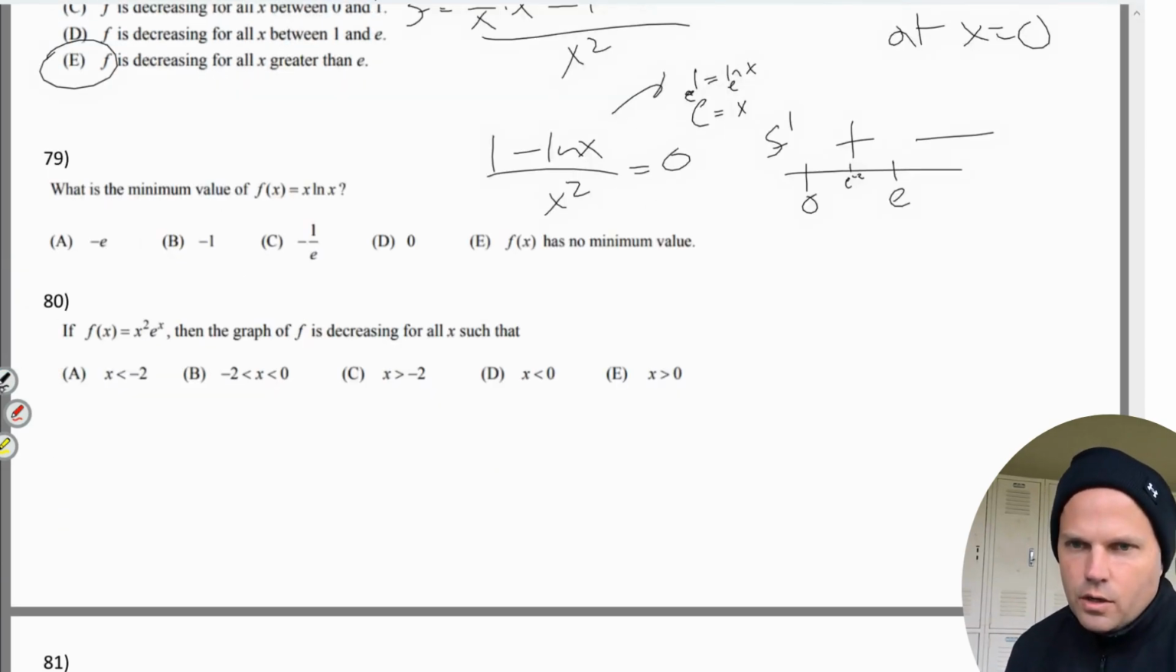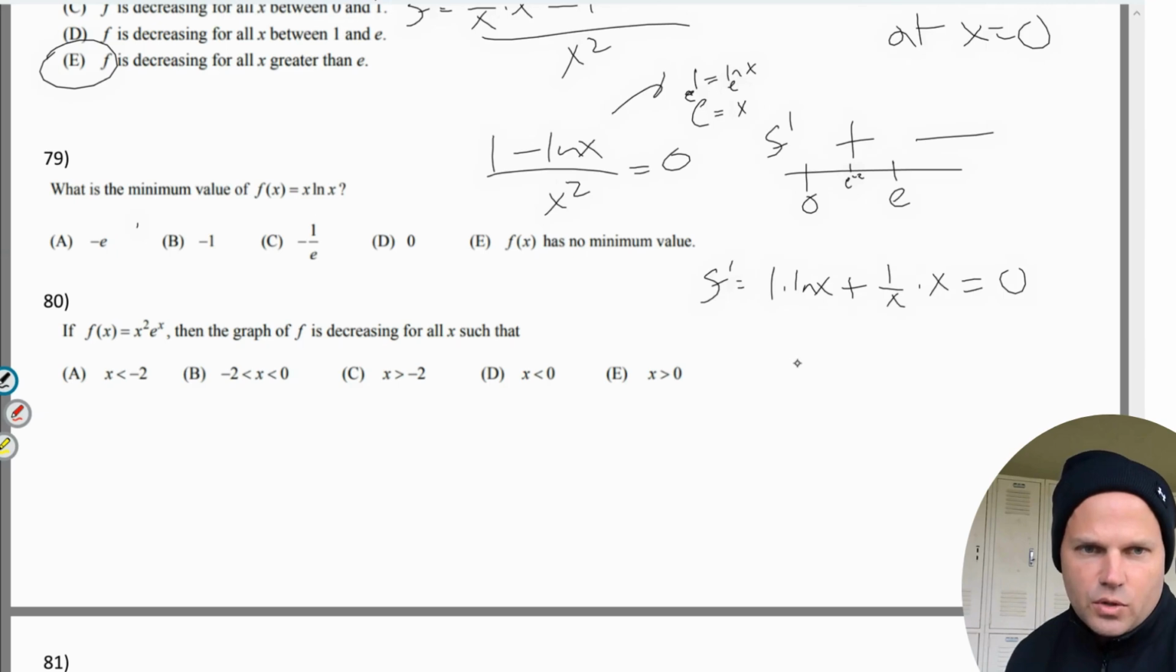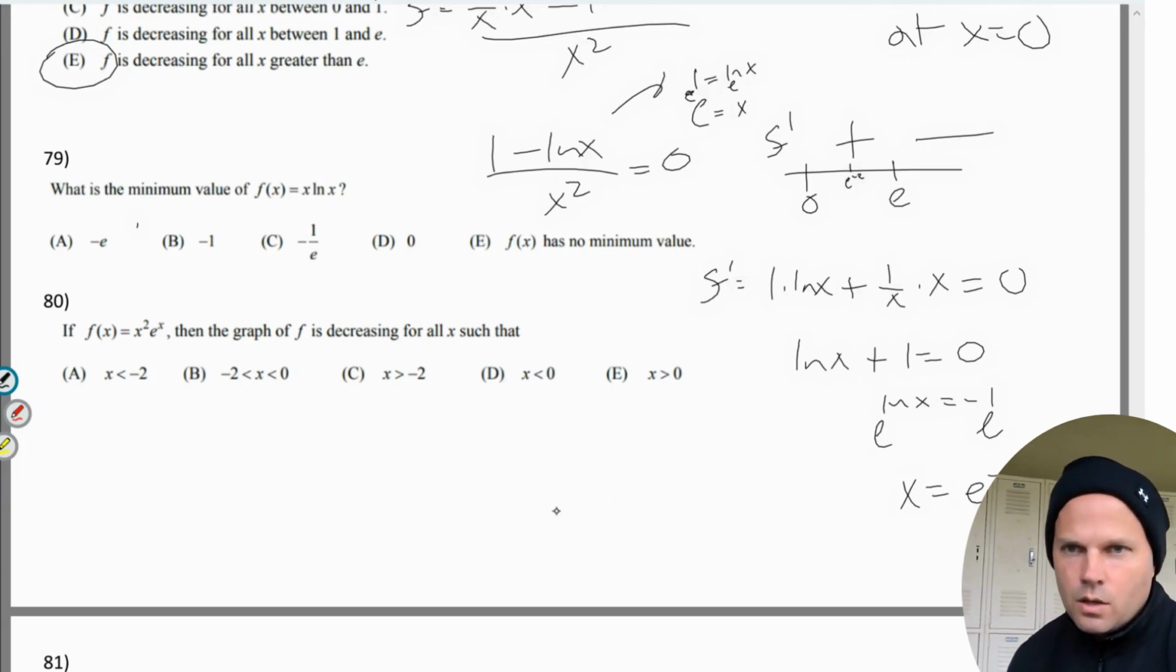Cool. Here's another function analysis. Good. I'm glad we got some function analysis ones. Slopes of the first times the second plus the slopes of the second times the first. When does this equal 0? It's a log x plus 1. When does that equal 0? That's when log x equals negative 1. E to the power of both sides, that's when x equals e to the negative first, or 1 over e.